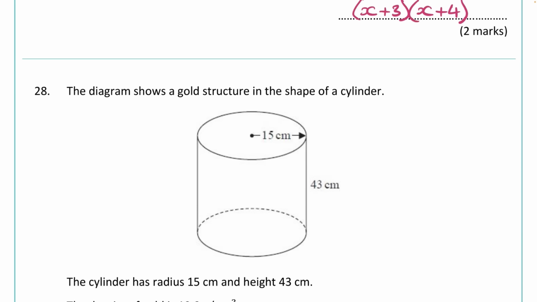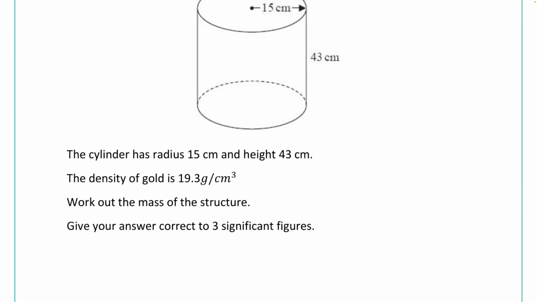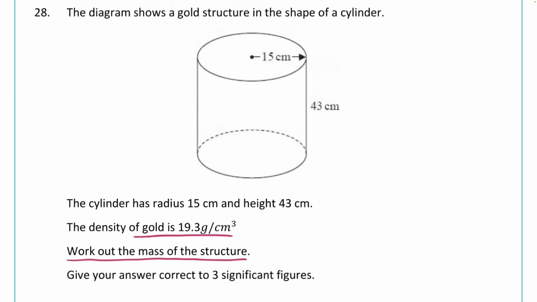Question 28 is looking at the volume of a cylinder, but it's asking us later on in the question to work out the mass of this structure here, which is made out of gold, and the density of gold, it tells us, is 19.3 grams per centimetre cubed. It says give your answer to 3 significant figures.